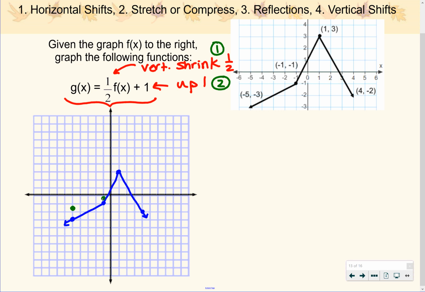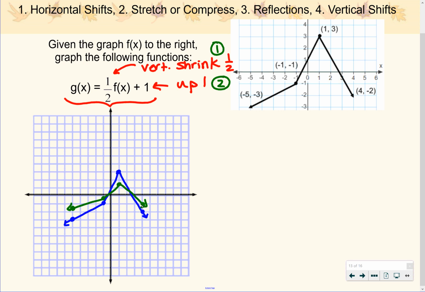This point is how far from the x-axis? 3. What's half that distance? 1.5. And my last point is how far from the x-axis? 2. Half that distance is 1. If you connect those points, you will see the vertical compression. See how it got a little shorter and kind of flattened out a little bit?